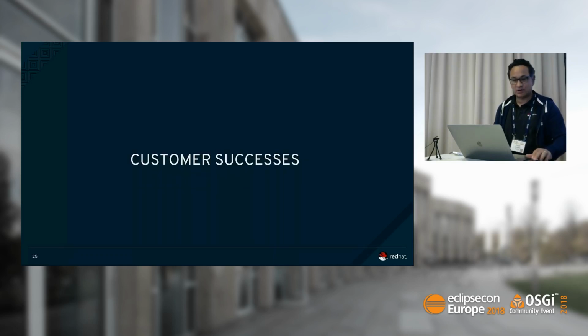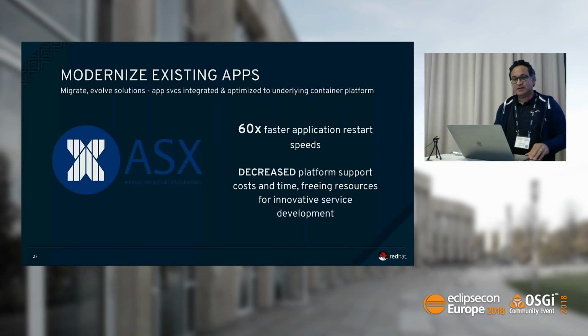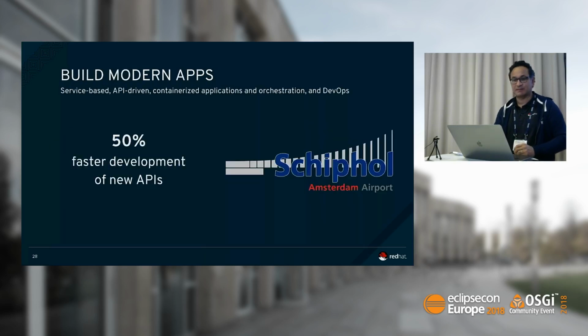And what else? Just to finish up, some customer successes, I only have 2 minutes left. One of our customers, ASX, is the first securities exchange that opens around the world. They went ahead and modernized. They went from a competitor's application server to EAP, our application server. And they were able to see 60 times faster application restart speeds, for example. And now they are looking into moving that monolith into OpenShift, into containers. So they're taking one step at a time.